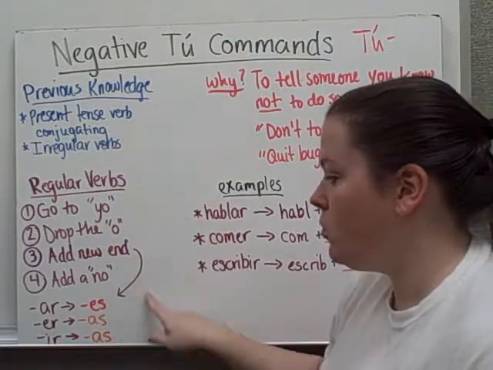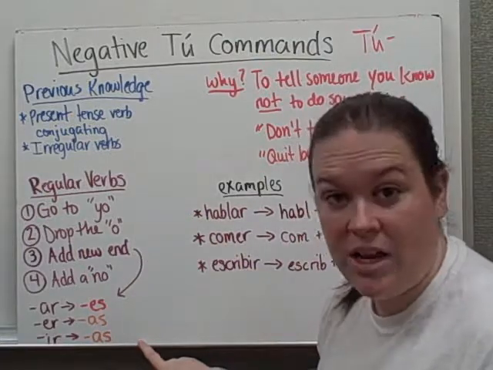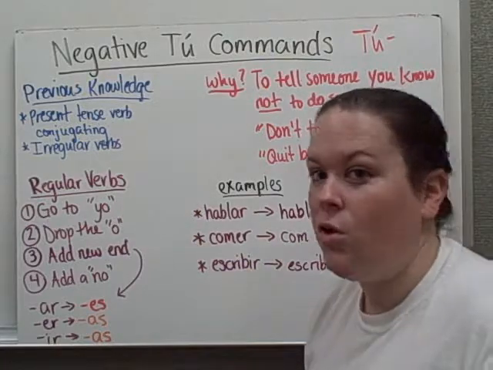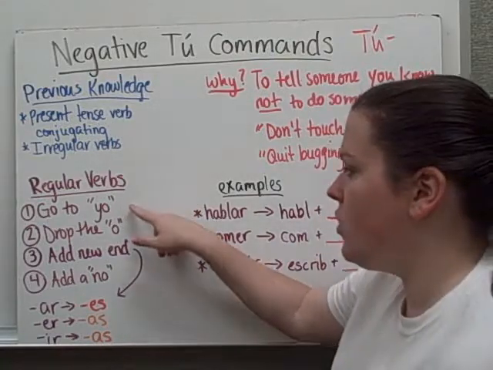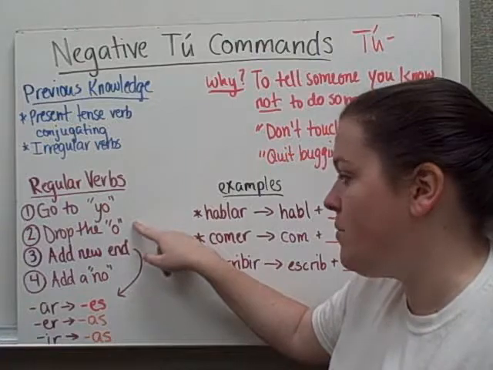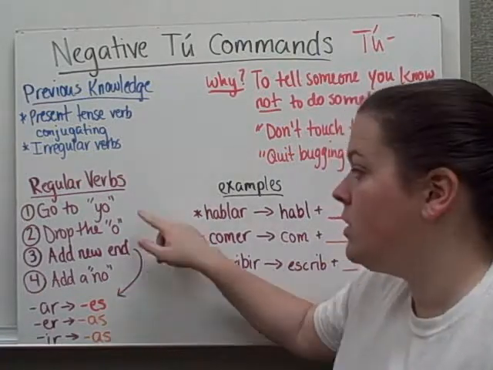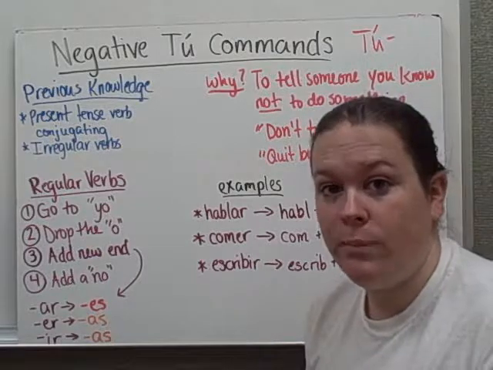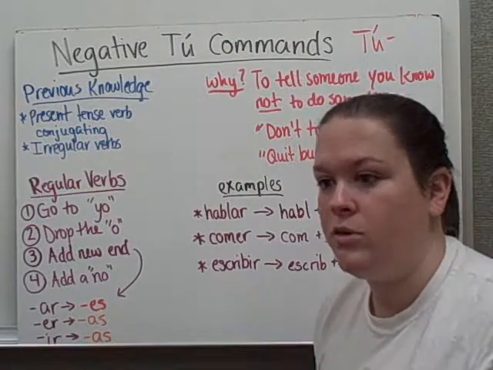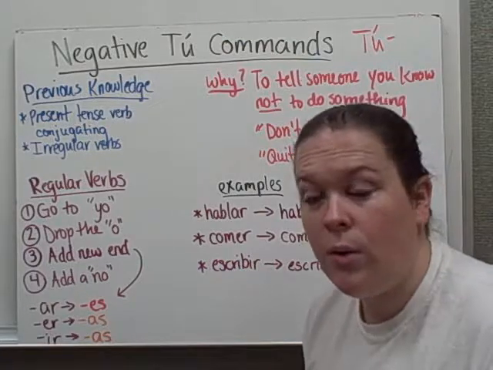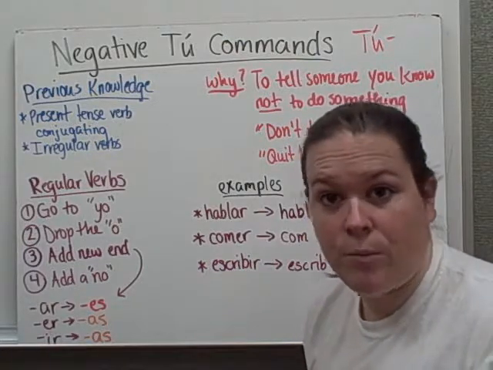All right? Here's our rules and our formula for conjugating a regular verb for a negative tú command. This rhymes, so hopefully this will help you remember. Go to yo, drop the o, add new end, add a no. Go to yo is go to the yo form. So put it in present tense yo form. So tener would go to tengo, vivir would go to vivo, practicar to practico.